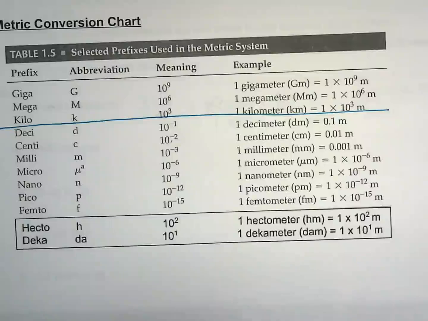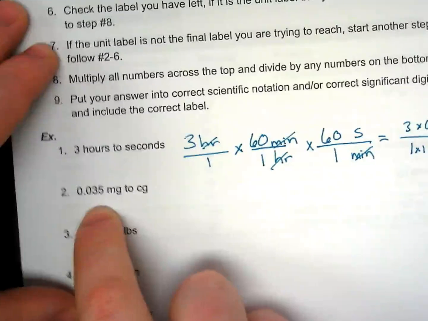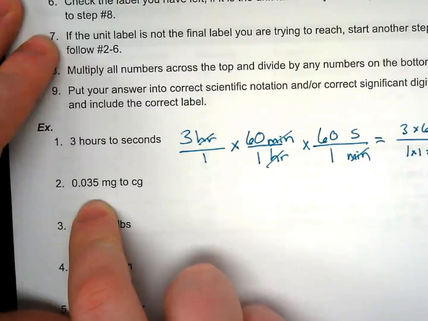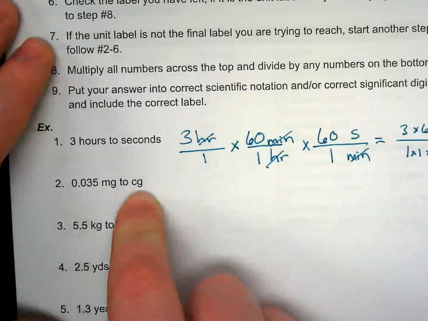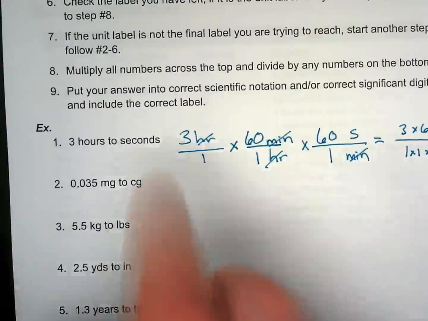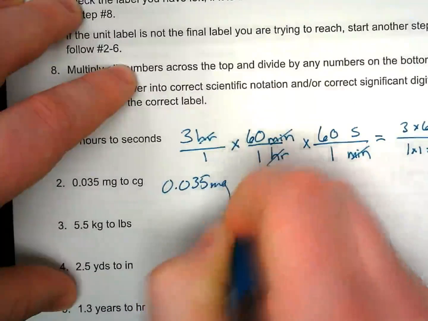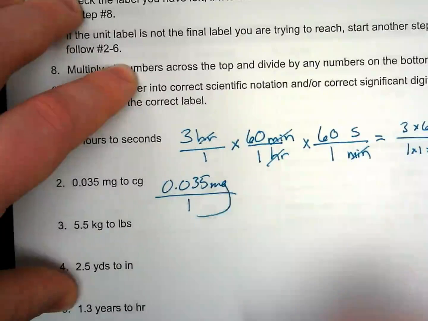So anyway, this is what you go to in order to know where to go and what to do. Let's take a look at number 2 here. We're converting 0.035 milligrams into centigrams. Going through the steps again, we start with our given number and immediately write that down: 0.035 milligrams over 1.